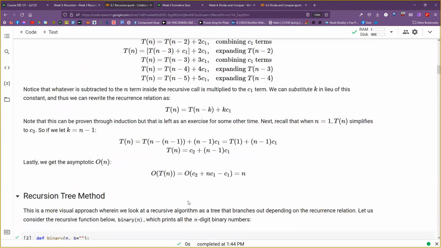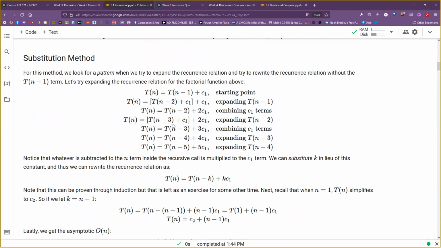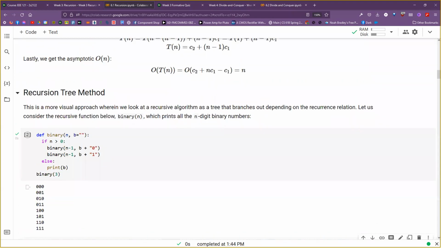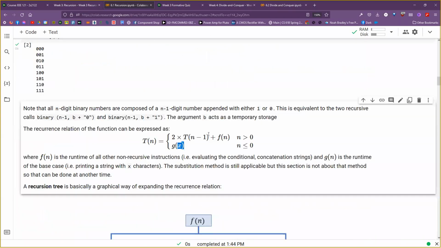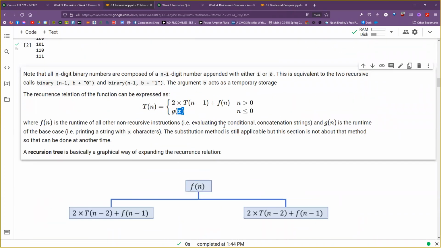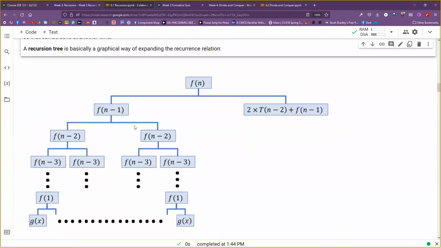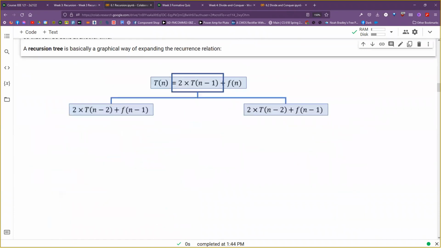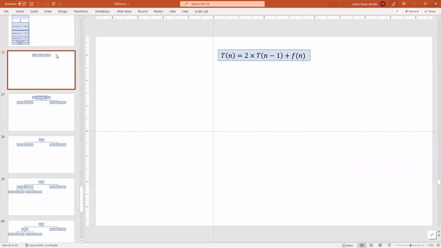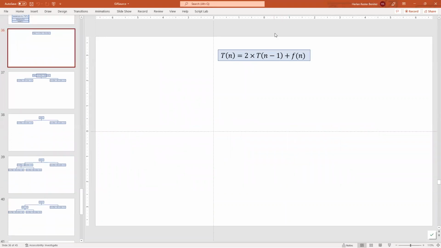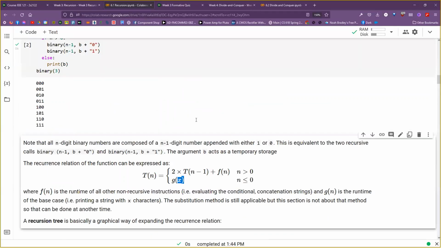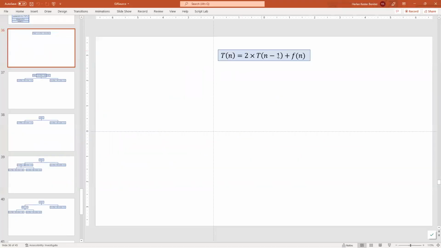We can apply our earlier method, but we can also use another method called the recursion tree method. This method is more graphical. We also expand, but the way we expand is by placing the terms into levels. Recall this is our recurrence relation: 2 times T of n minus 1 plus f of n. We can expand this 2 times T of n minus 1.